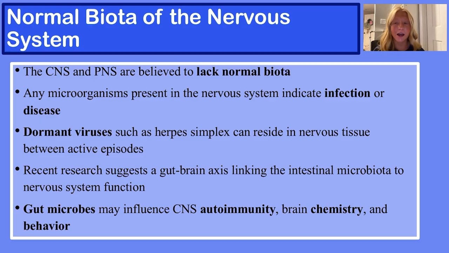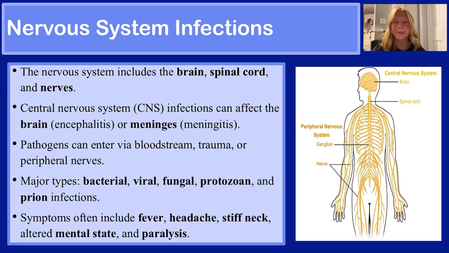But more recently, scientists have started exploring something called the gut-brain axis, and this is basically the communication between the gut microbiota and the central nervous system. The basic idea is that the gut microbes might actually influence brain chemistry, immune function, and even behavior. And there is also evidence saying that they could trigger autoimmune reactions in the central nervous system.